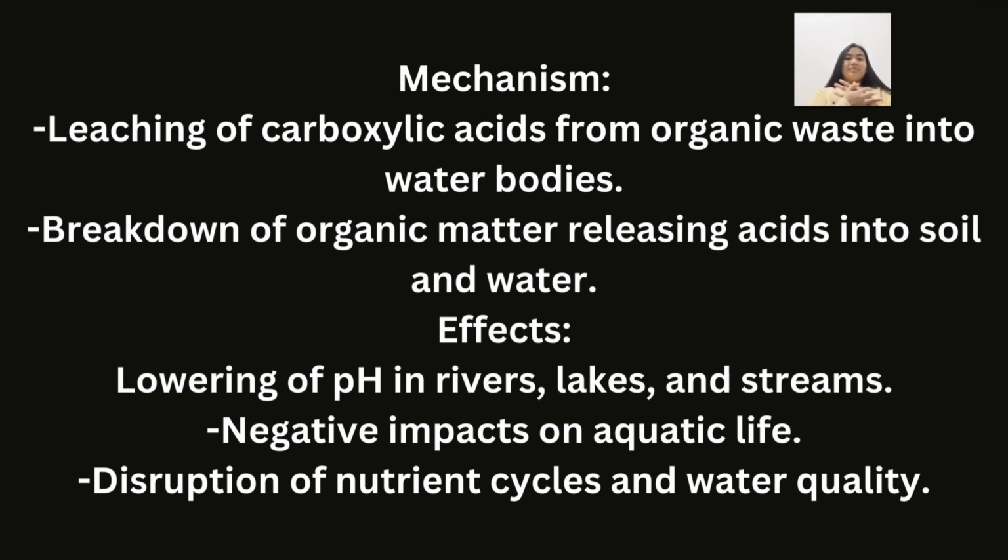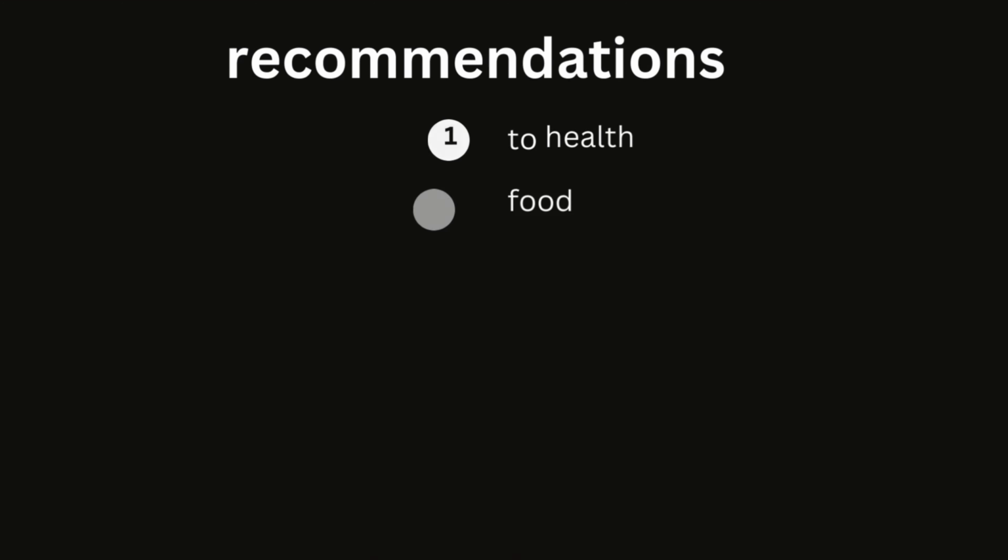Mechanism: leaking of carboxylic acid from organic waste into water bodies. Breakdown of organic matter releases acid into soil and water. Effect: lowering of pH in rivers, lakes, and streams. Negative impact on aquatic life like fish, and disruption of the nutrient cycle and water quality.